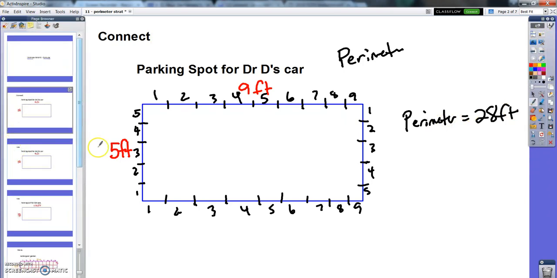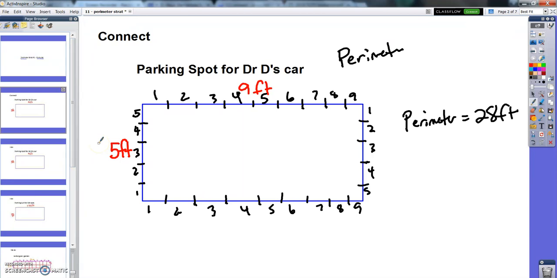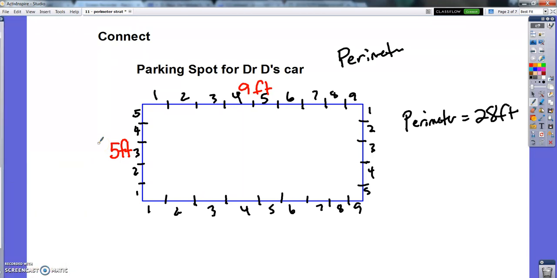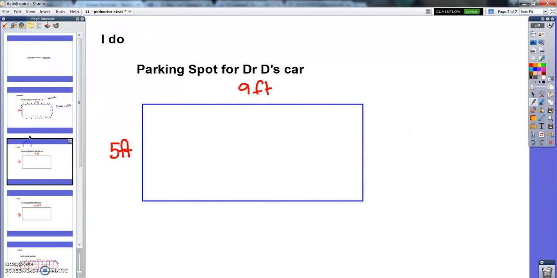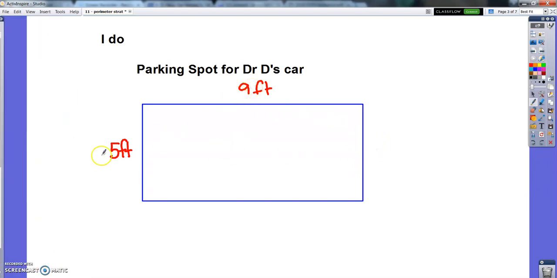So that can be kind of a pain, to draw all of those partitions in there and count them up. So there is a second way you can do it a little faster. So I skip back to my parking spot. Instead of partitioning it up like that, if that's 9 feet and that's 5 feet, since this is a rectangle, this is also 5 feet, and this is also 9 feet.